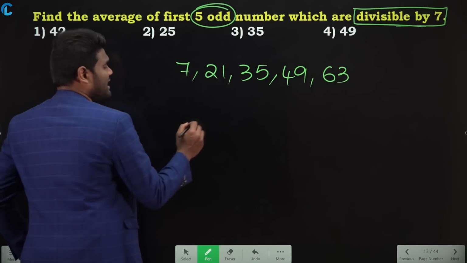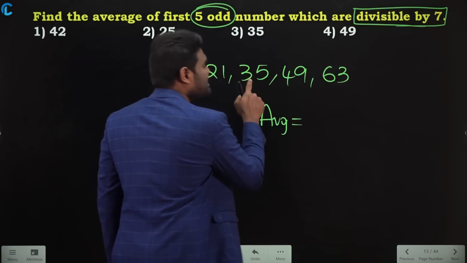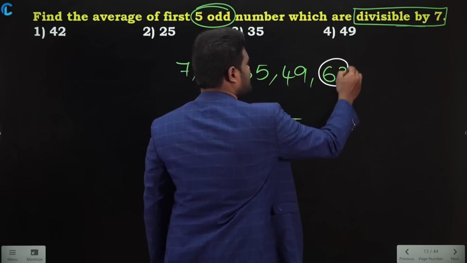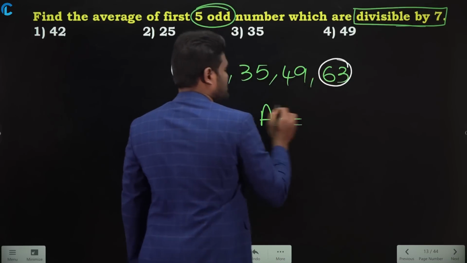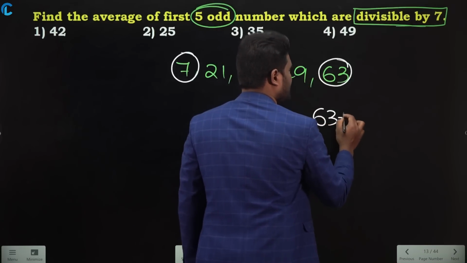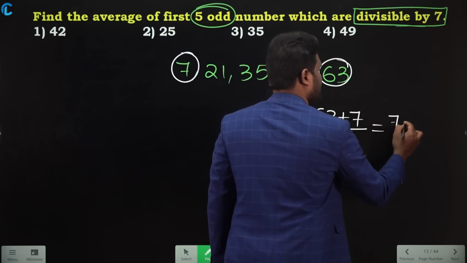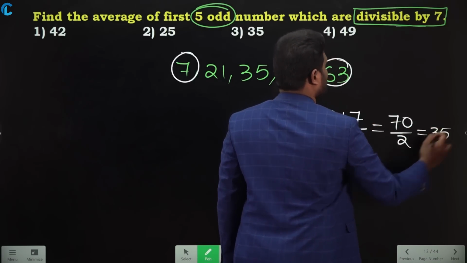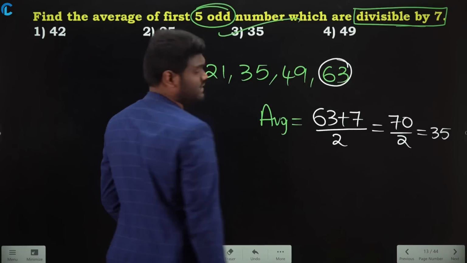He is asking us to calculate the average. As he is asking us to calculate the average, the series is in arithmetic progression. Highest number. What is the highest number? Highest number is 63. What is the lowest number? Lowest number is 7. Highest number plus lowest number, that is 63 plus 7, divided by 2. So the answer is nothing but 70 by 2, which is 35. So the answer for this question is going to be 35, which is option 3.